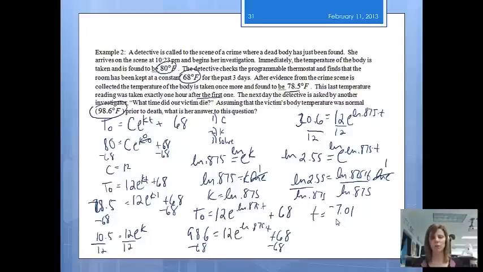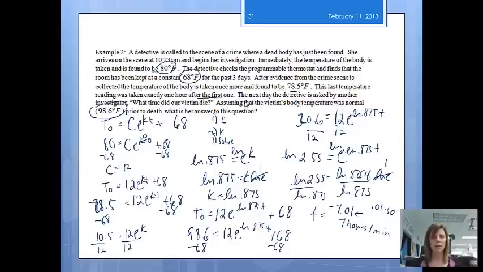So if we would like to figure this out, 7.01, the 0.01 does not mean 1 minute. What we need to do to figure this out, it's going to be 7 hours. And then we take 0.01 times 60, since there are 60 minutes in an hour, and when you do that, you will get 1 minute. So it did work out nicely, but it doesn't always work out that way. So 7 hours and 1 minute prior.